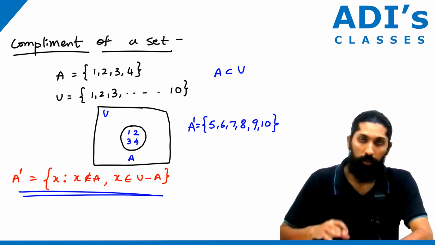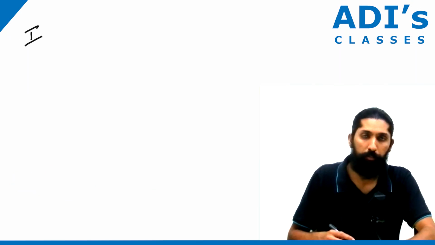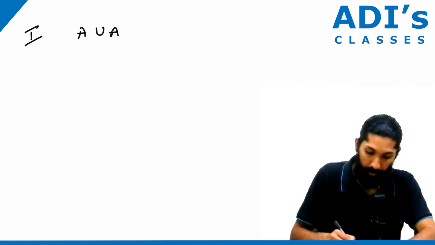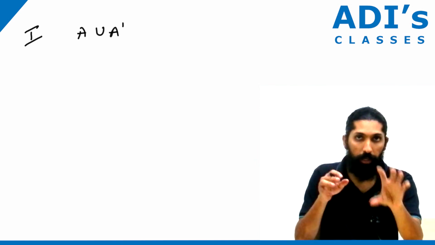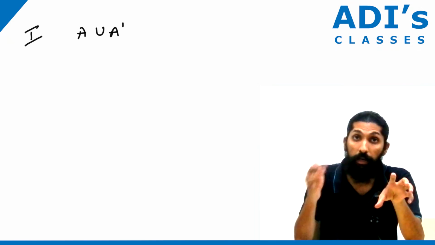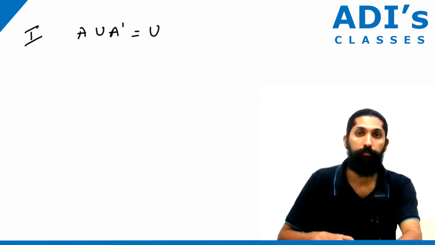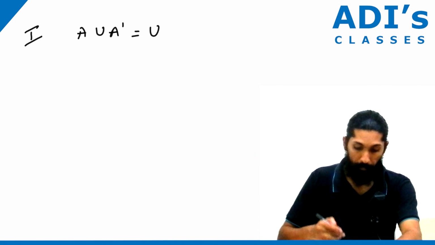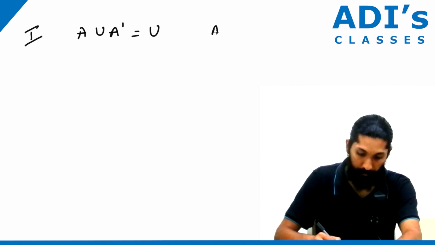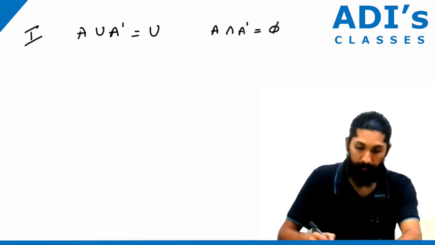Fair enough? Now let's look into certain properties of the complement of a set. The first property is a very simple one. Suppose you have A union A complement. When you take the elements of A and the union of the things which are not there in that particular set, this is going to give us the universal set. And one more: A intersection A complement is the null set.